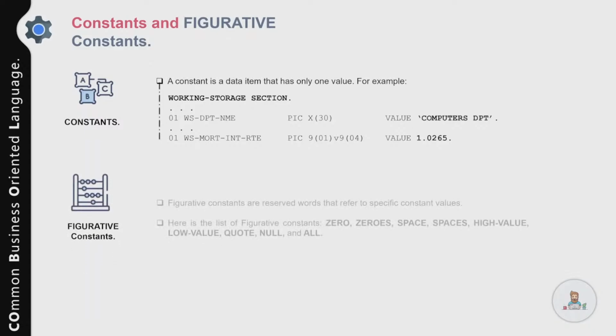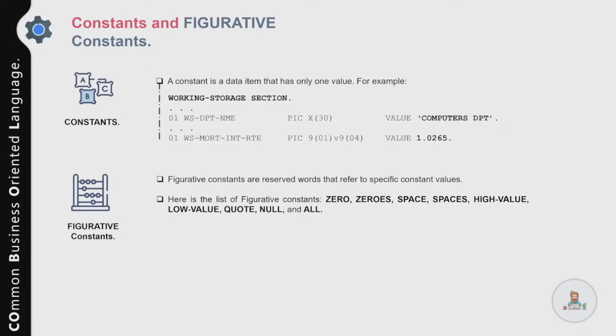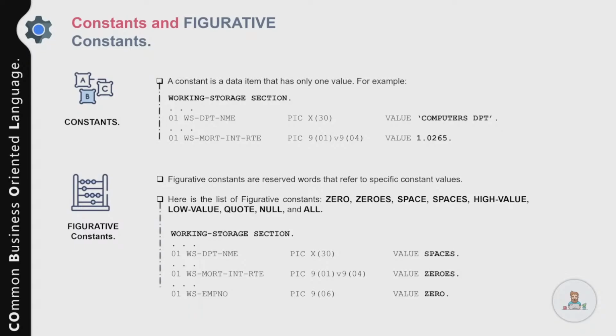Now let's move on to our next category, that is figurative constant. So by definition, figurative constants are the reserved words that name and refer to specific constant values. So here's a list of figurative constants that you can use in your COBOL program while writing your business logic. First one is 0, then you have zeros, which is actually a different variant of 0. Thereafter you have space, spaces, high value, low value, quotes, null, and all. There are a couple more variants of these existing figurative constants.